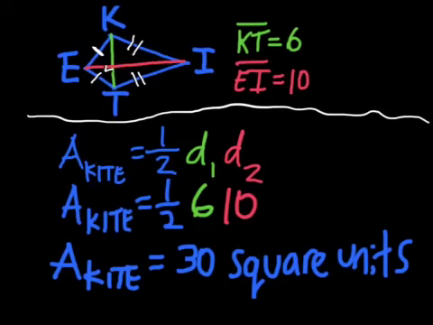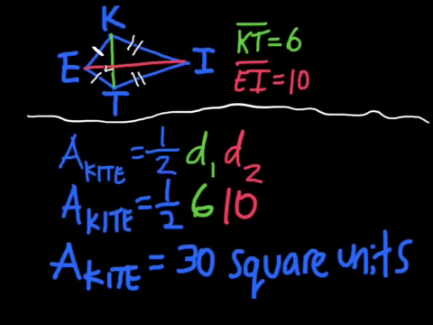And I like to format my problems like this. I always write just the standard formula. This is also good for partial credit on a quiz or test. It tells me you know the formula. Here's the formula for area of a kite: 1/2 diagonal 1 times diagonal 2.